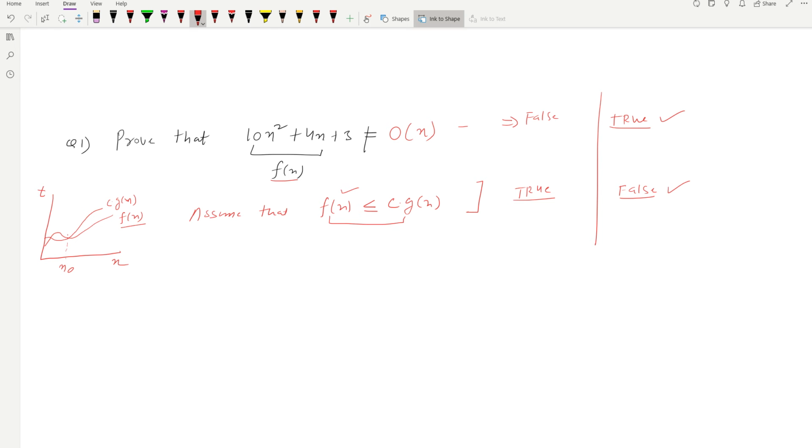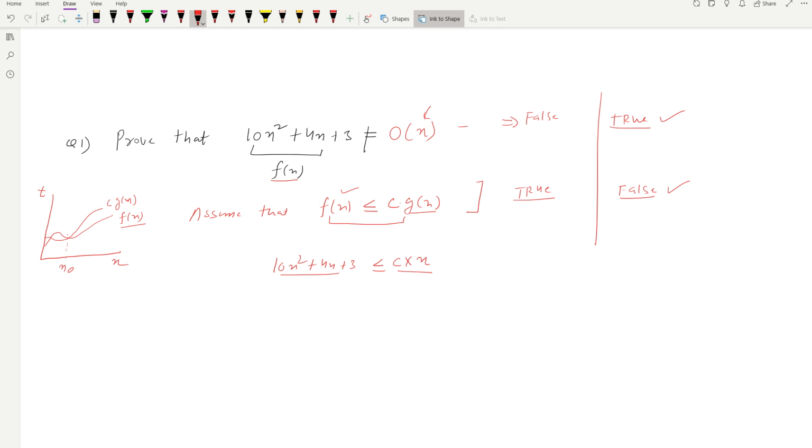g of n. Okay, now let's prove that our assumption, f of n less than or equal to c of g of n, is actually a false assumption. And if we can prove that this is a false assumption, then whatever we are given is actually true. So what is f of n here? This is 10n square plus 4n plus 3. If it is less than some constant c multiplied by g of n. So what is the value of g of n here? It is n. So this is the right hand side, this is the left hand side.